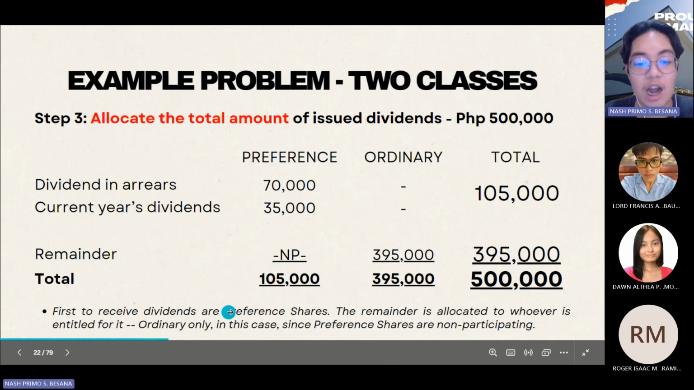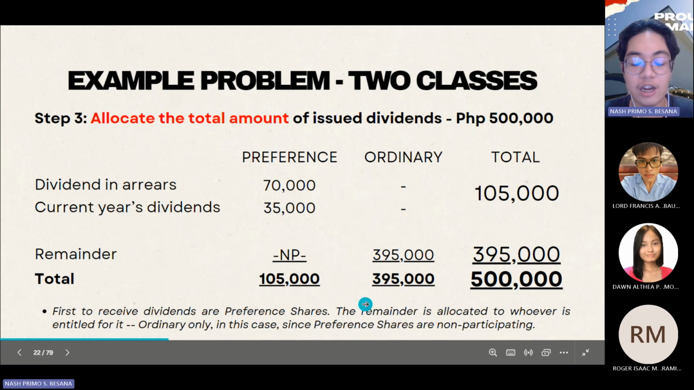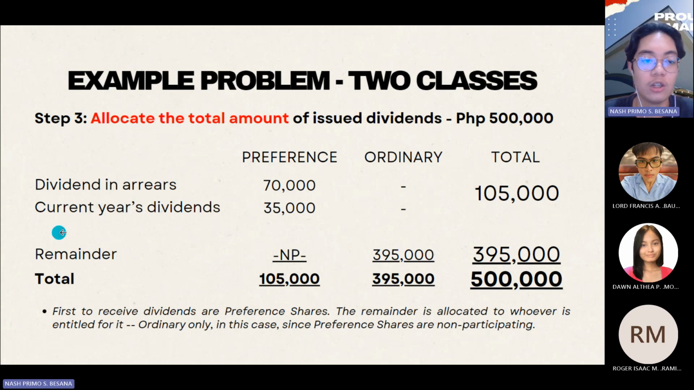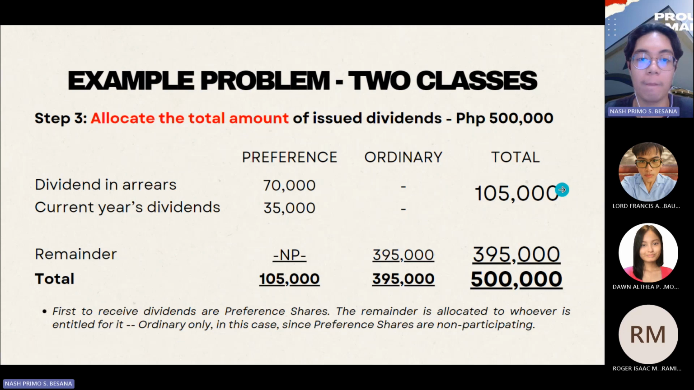First to receive dividends nga are preference shares. So, una nyo talagang i-compute arrears at current year ng preference. And then since nga non-participating, all of the remainder would go to ordinary. So I recommend compute nyo muna itong first part na to, yung dividend in arrears and current, plus kunin nyo yung subtotal para makuha nyo kung ilan na lang yung natira. And then after nyo makuha yung natira, dun na kayo mag-compute ng allocation of remainder depende kung participating or non-participating.